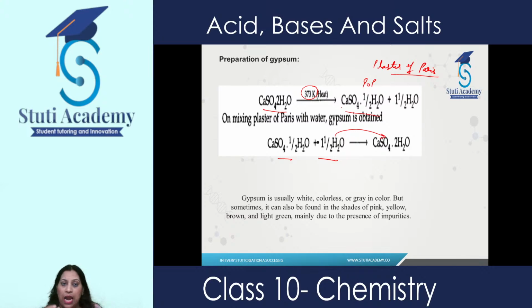Now when we allow this POP to settle, it converts into this gypsum if we add some molecules of water into it. Now it has a tendency to reabsorb. So when POP reabsorbs water, it reforms gypsum. So POP can be formed from gypsum, or gypsum can also be formed from POP.